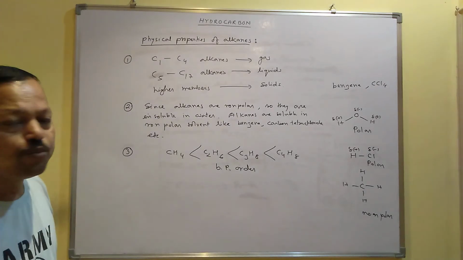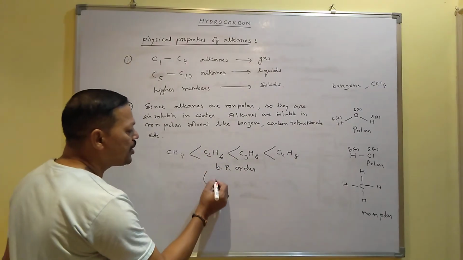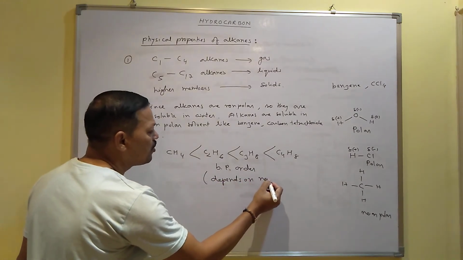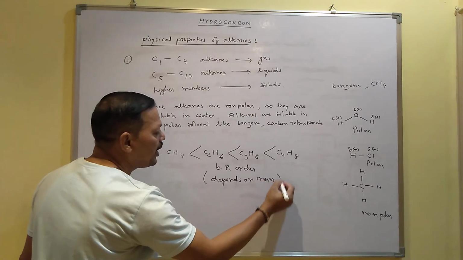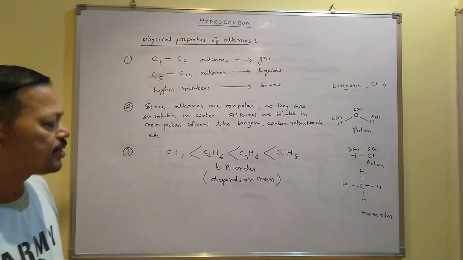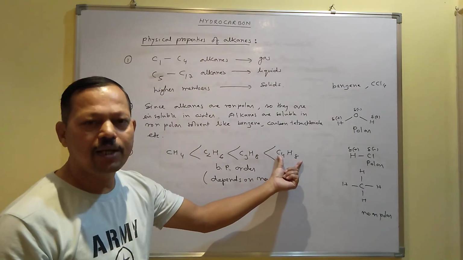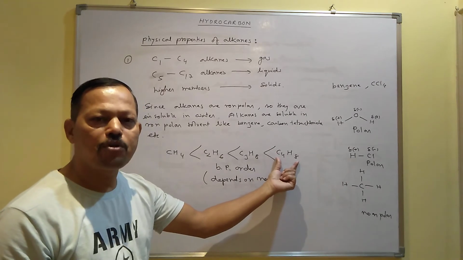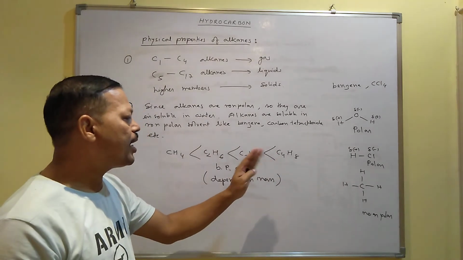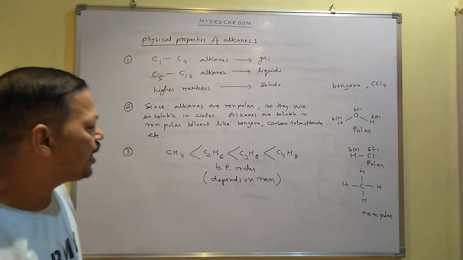Why does butane have more boiling point than propane than ethane? Actually, boiling point depends on the mass of the compound. As the mass of the compound increases, the boiling point also increases. Since butane contains 4 carbons, its molecular mass is more. As the mass increases, its boiling point also increases, and that is why butane has a higher boiling point than propane, than ethane, than methane.